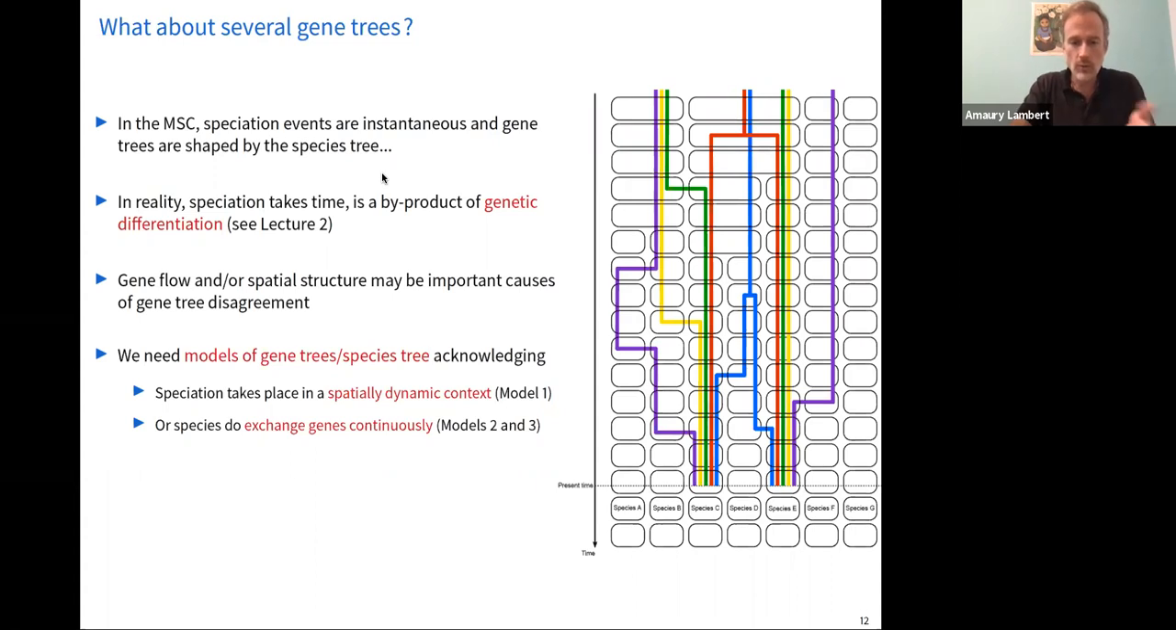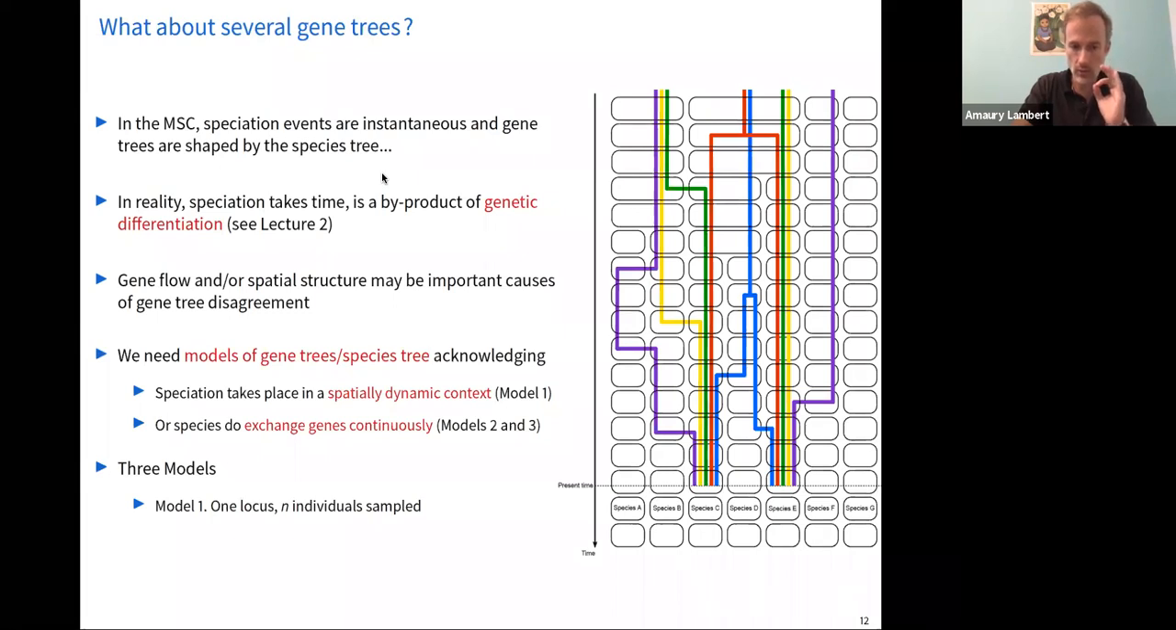So the assumptions that I will make in the three models are different, but also the objects that I will treat are different. Let me be clear from the start that in model 1, I will just look at one locus. So I will only be interested in one genealogy when you sample n individuals in a spatially dynamic context. For example, on the cartoon on the right, for n equals 2, you look at the blue gene.